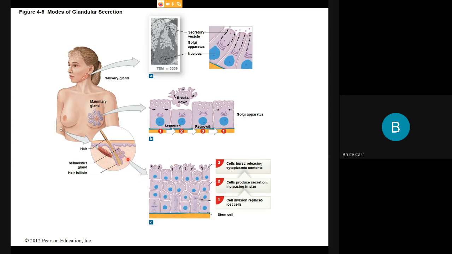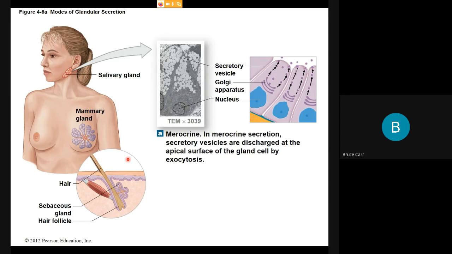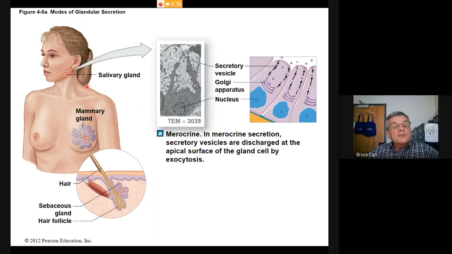So let's take a look one by one. The first example, the salivary gland, you can see that using gene expression, we're probably making a protein. The endoplasmic reticulum, the Golgi apparatus, as we outlined before, is making vesicles. By exocytosis, they are expelling those. This is called merocrine secretion, and this is the way our salivary glands behave.